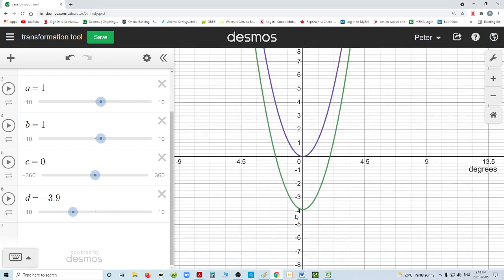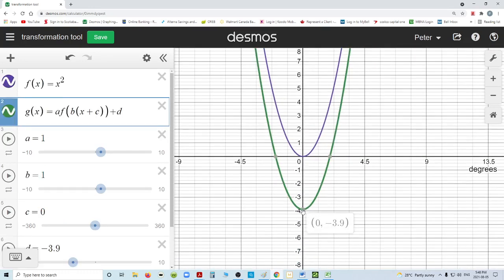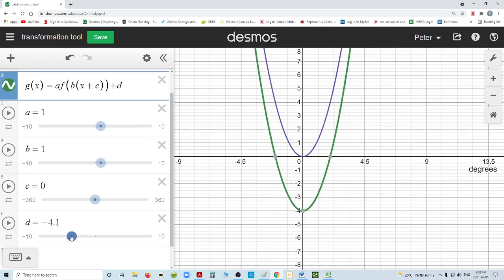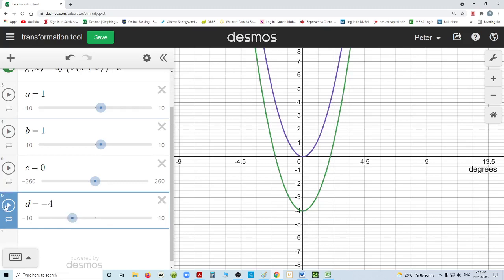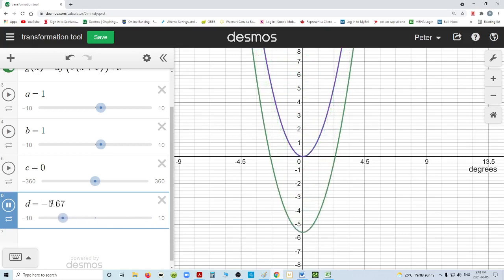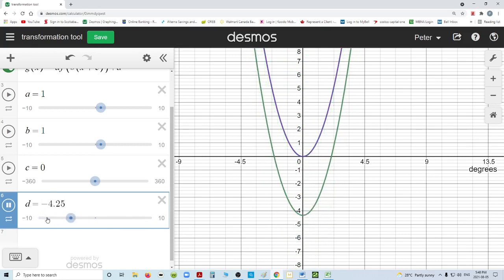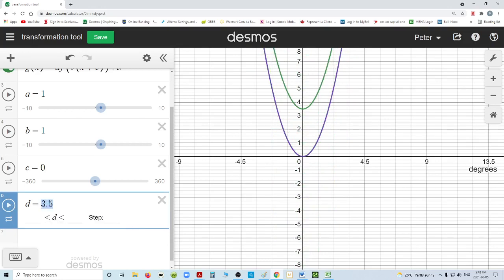How do I prove it? Well, look at the vertex. The vertex is now at, oh, I accidentally did 3.9. The vertex is now 0, -4. So D is very straightforward. So let's go put it back at 1. You can also hit play here, and it'll show you what happens as it goes from 10 to -10. Just shows you it lowers and raises the parabola. So D is a y transformation, and it's a very straightforward y transformation.